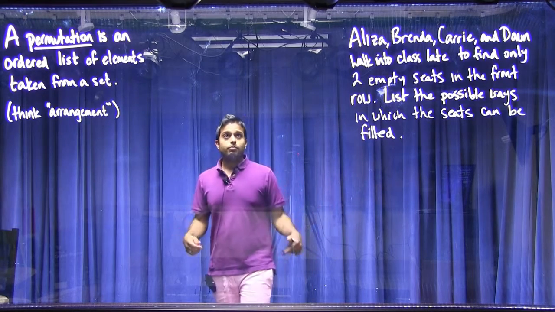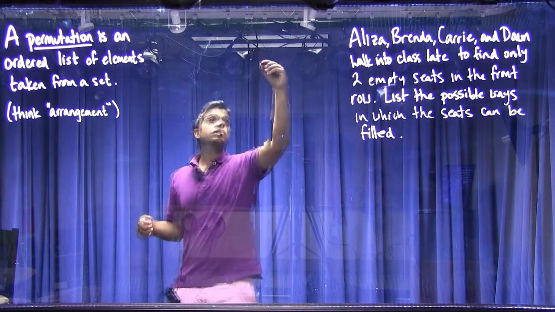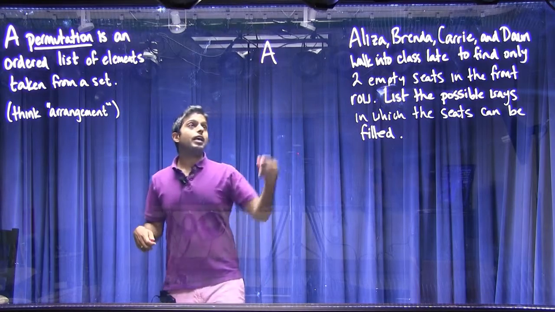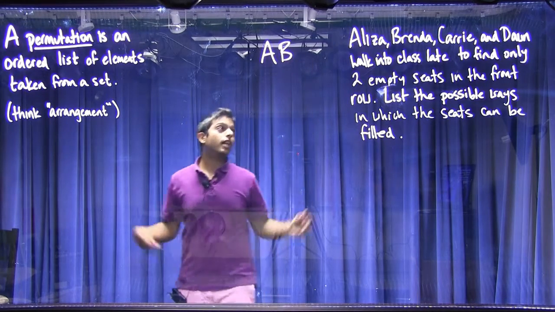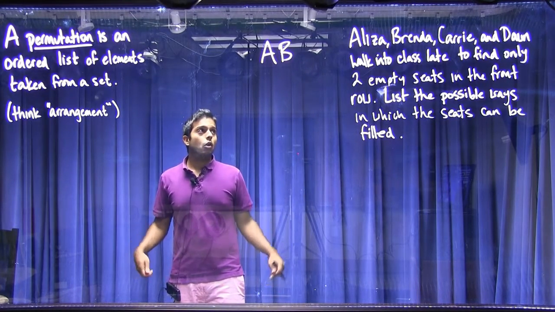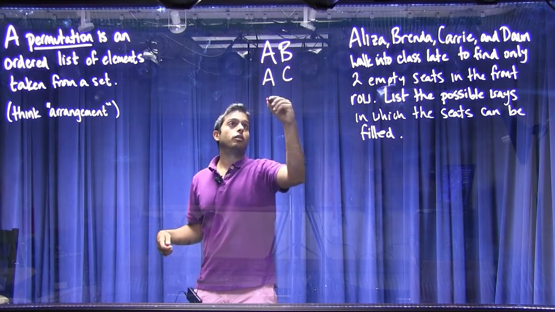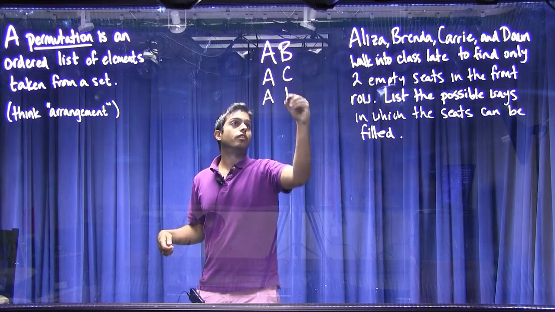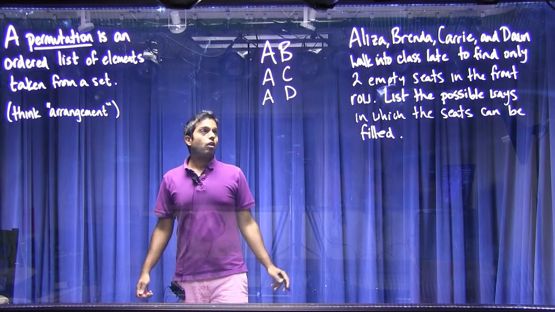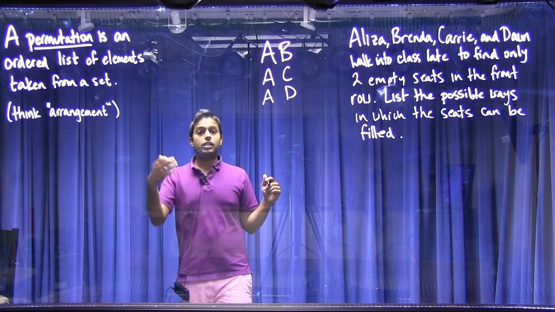Alright, so maybe Eliza takes the first one, and Brenda takes the second one, and then Carrie and Dawn are forced to stand. Or maybe Eliza takes the first one, and then Carrie takes the second one. Or Eliza and then Dawn. Alright, so those are the possibilities where Eliza's first.